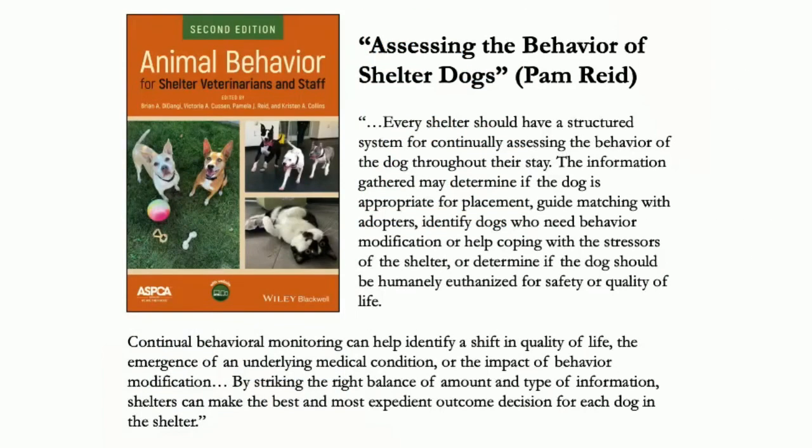that every shelter should have a structured system for continually assessing the behavior of the dog throughout their stay. The information gathered may determine if the dog is appropriate for placement, guide matching with adopters, identify dogs who need behavior modification or help coping with the stressors of the shelter, or determine if the dog should be humanely euthanized for safety or quality of life. Continual behavioral monitoring can help identify a shift in the quality of life, the emergence of an underlying medical condition, or the impact of behavior modification. By striking the right balance of amount and type of information, shelters can make the best and most expedient outcome decision for each dog in the shelter.